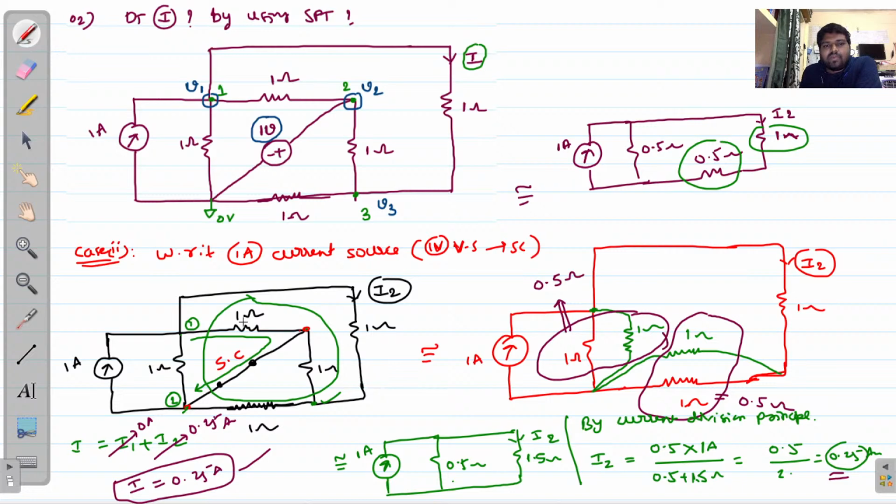So this 1 ohm parallel, this 1 ohm parallel, and this parallel 0.5, and this is 1.5. So by current division principle, I2 through this 1.5. So here 0.5, this 0.5 into 1 ampere by 0.5 plus 1.5.